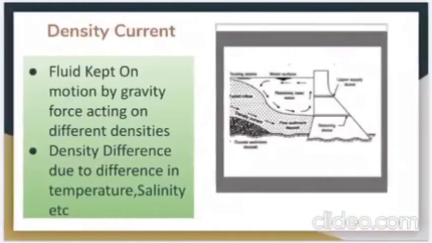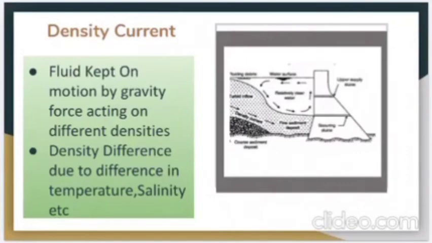The second one is density current. Density current is any current, in either a liquid or a gas, kept in motion by the force of gravity acting on the difference in density. A density difference can exist between two fluids because of the difference in temperature, salinity, or concentration of suspended sediment. Density currents in nature are exemplified by those currents that flow along the bottom of the ocean or lakes.